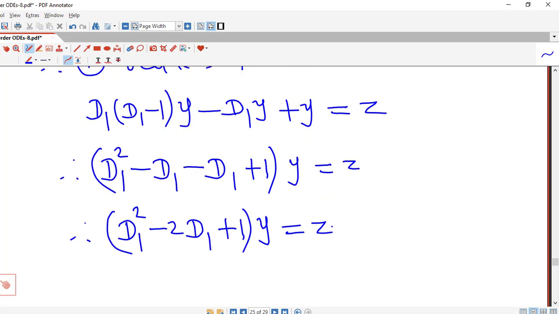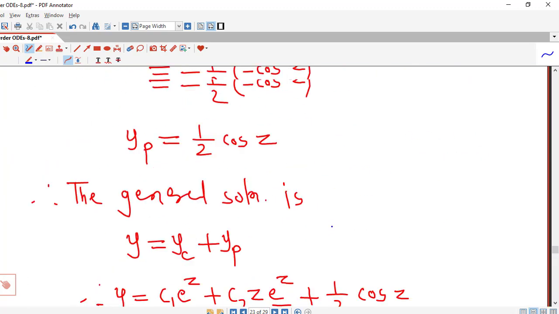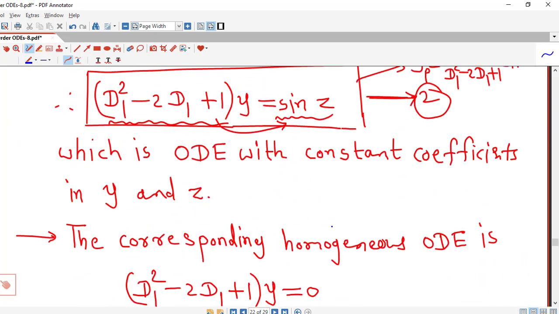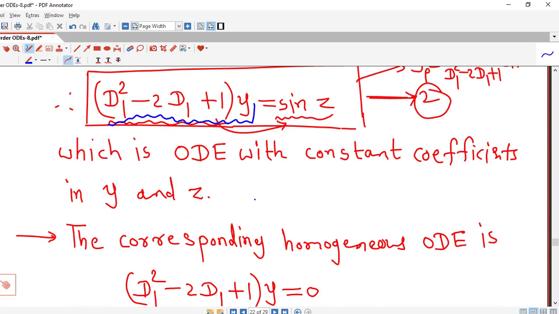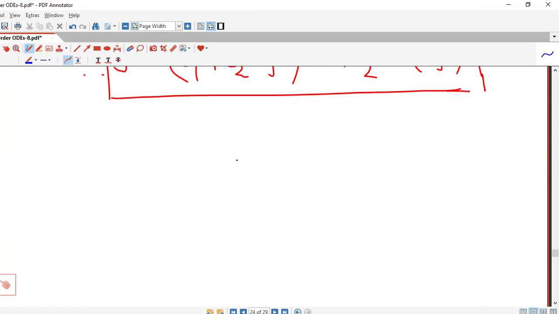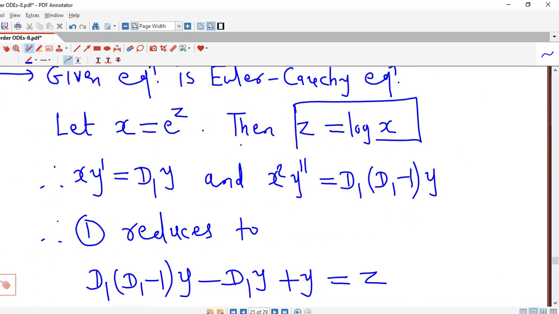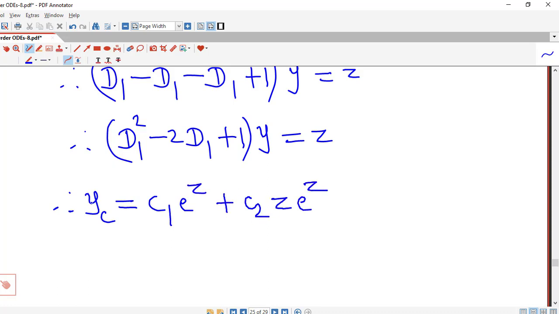So we are having the same left hand side as in the previous problem, (D1 square minus 2D1 plus 1) y equal to sin z. So the complementary function is going to remain the same for this problem also. So I can directly write the complementary function. Therefore the complementary function is c1 e raised to z plus c2 z e raised to z.